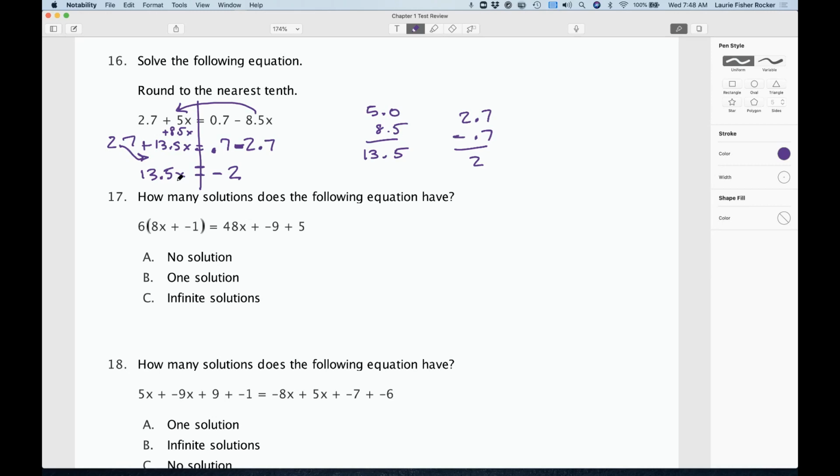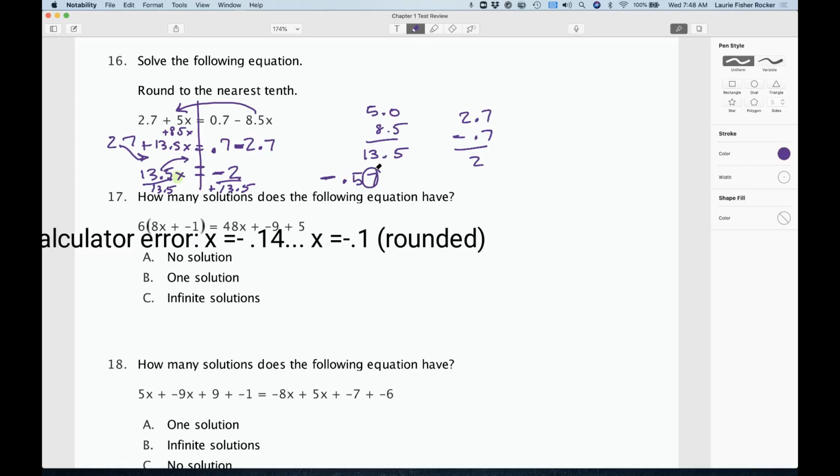So 13.5x equals negative 2. So I divide by 13.5. Remember, here's the x, moving that way. So divide by the 13.5. It's going to be negative because negative over positive. And 2 divided by 13.5 equals 0.57. So this number is going to round that up. So x equals negative 0.6, because the hundredth place rounded it up. So negative 0.6.